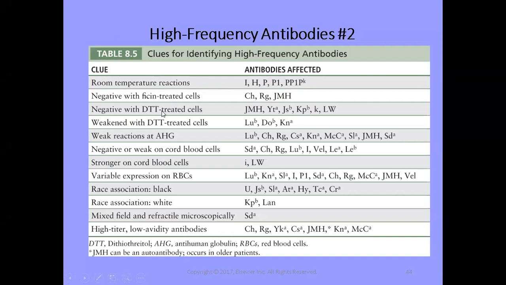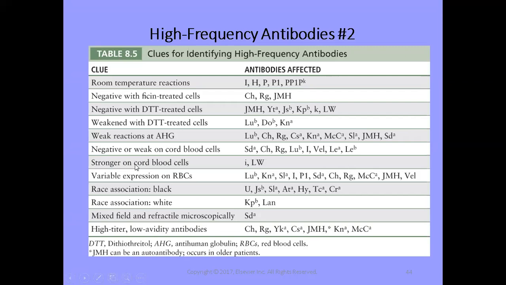Then, for instance, we could see negative with DTT-treated cells. We're going to see our KEL antigens show up here, JSB, KPB, and little k. Remember when we talked about the KEL system in lecture 9, the second antigen of antithetical pairs is the high-frequency one. So big K is low, little k is high, KPA is low, KPB is high, JSA is low, JSB is high. DTT treatment is going to disrupt those antigens, and so we would then get negative results. These are just some clues of things that we could do.